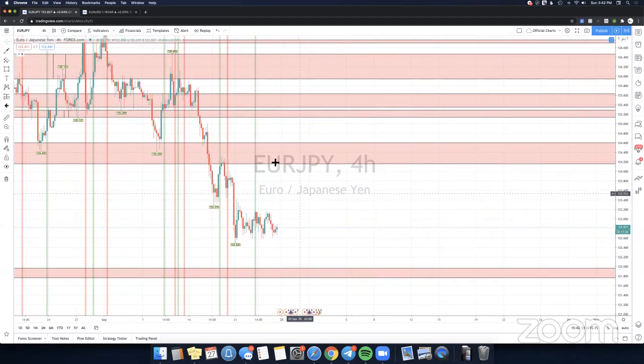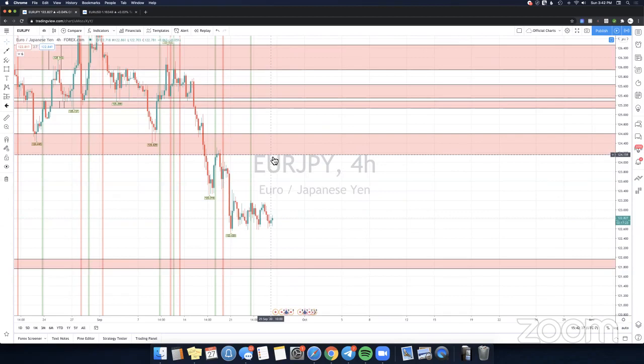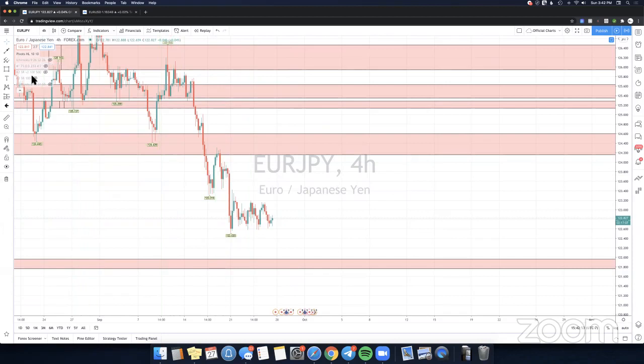So the upper zone for you guys is going to be 124.16. I'm just going to round that up. The lower zone right here is going to be 121.96. I'm going to round that up as well. So there's EJ for you guys. Move on to the next pair.